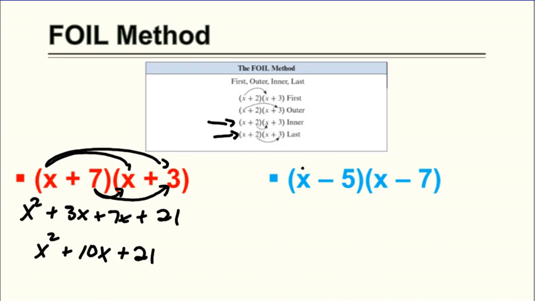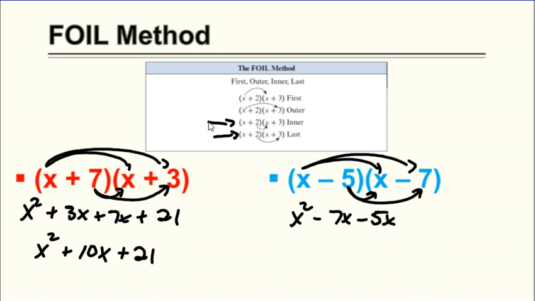Next one, we got x times x, which is x squared. X times negative 7 is negative 7x. Negative 5 times x is a minus 5x. Negative 5 times a negative 7 is a positive 35. Add like terms and I get x squared minus 12x plus 35. And your answer for the FOIL method, when you're doing a binomial times a binomial, is always a trinomial.